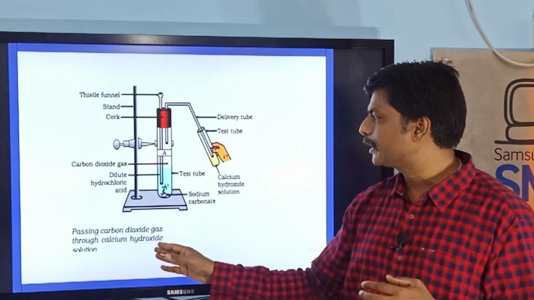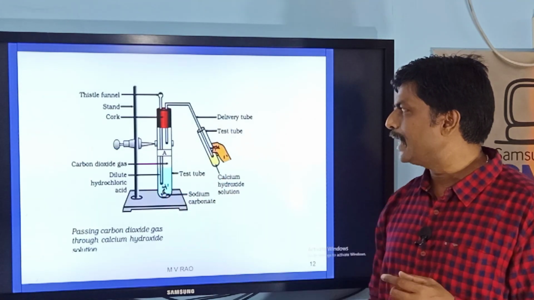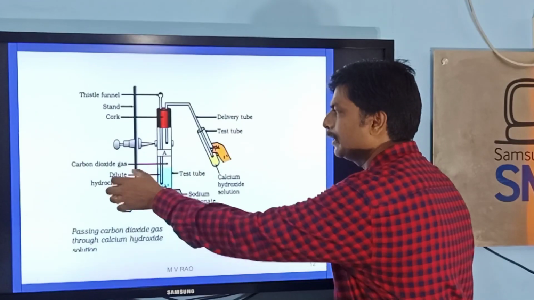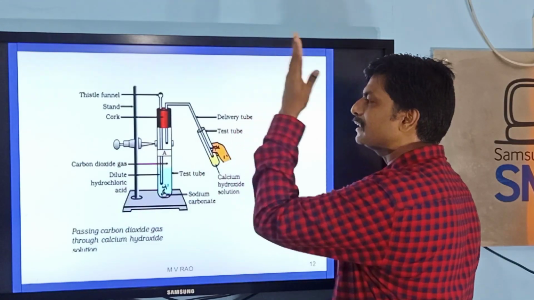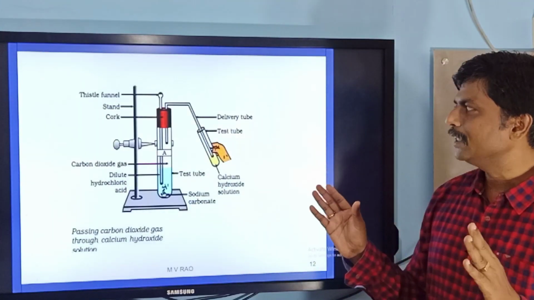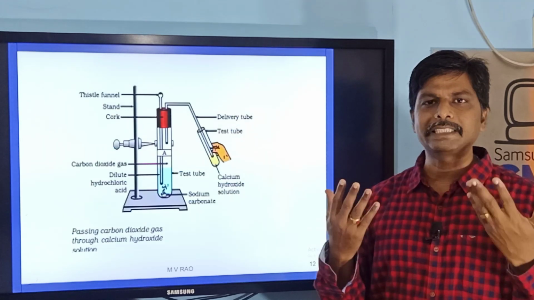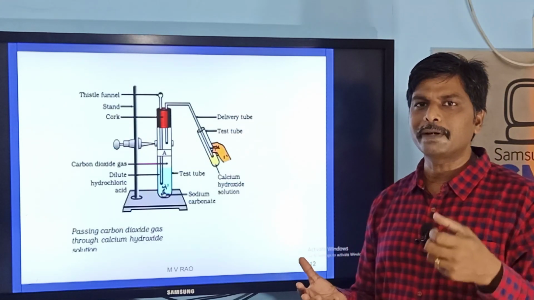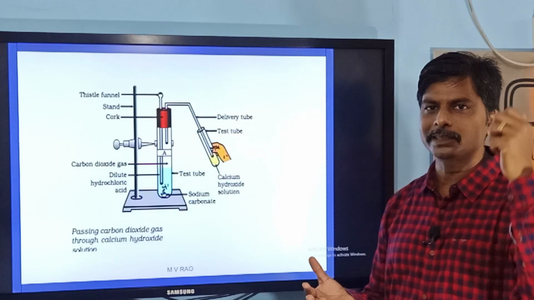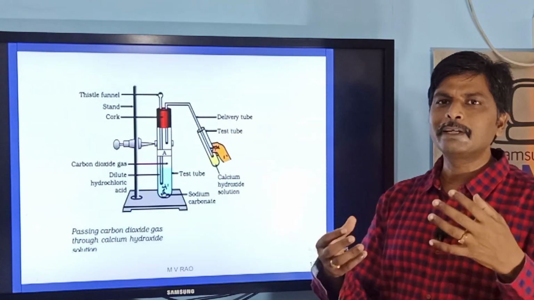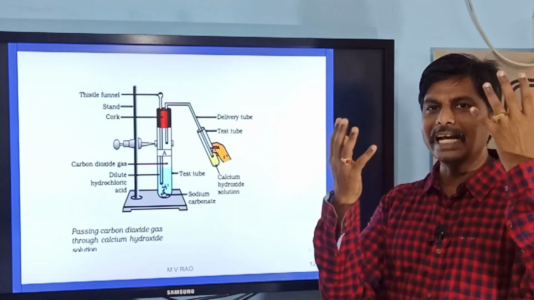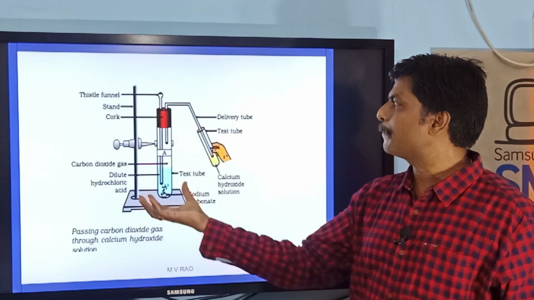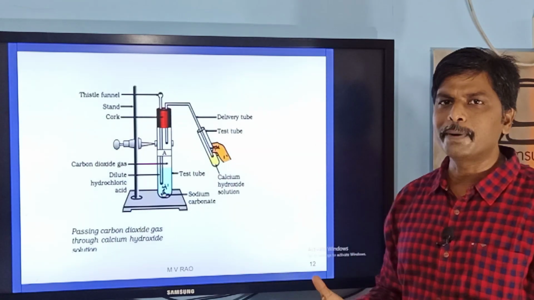In one test tube you take sodium carbonate, test tube A, with dilute HCl, and one gas is released. You have to observe brisk effervescence, like a cool drink. When you shake a Thums Up or Coca-Cola bottle and then open it, you get a sound and gas comes out. Like that, brisk effervescence will come. That gas is carbon dioxide.